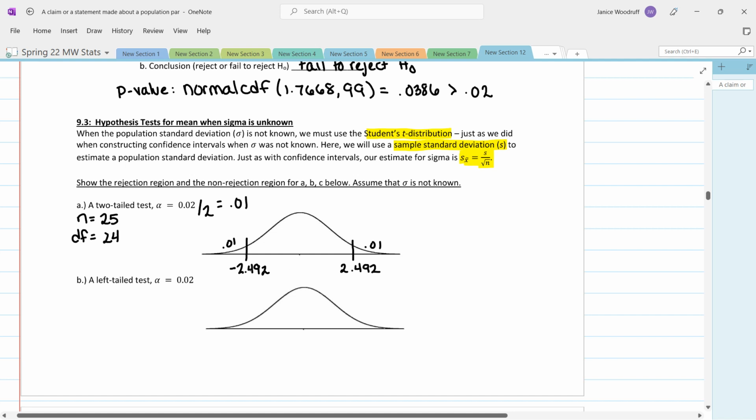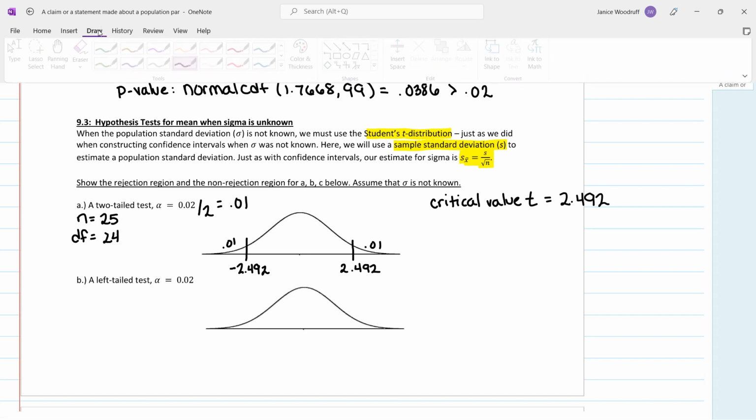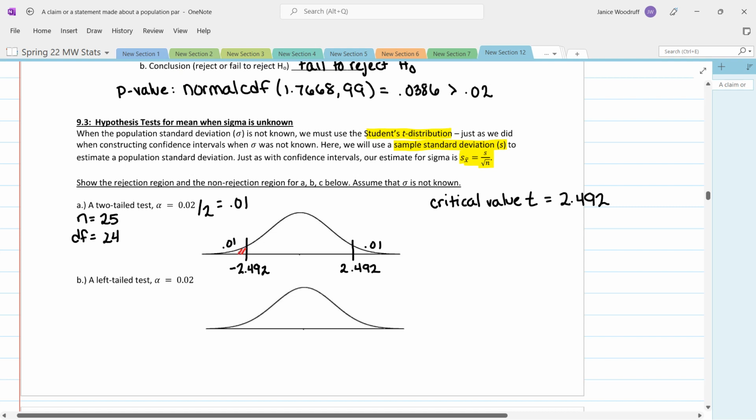Okay, so that's going to be our, remember, that's your critical value t, 2.492. Now your rejection region is going to be to the left of negative 2.492 and to the right of the positive. So these are going to be your rejection regions. And then in between is going to be where you would fail to reject.